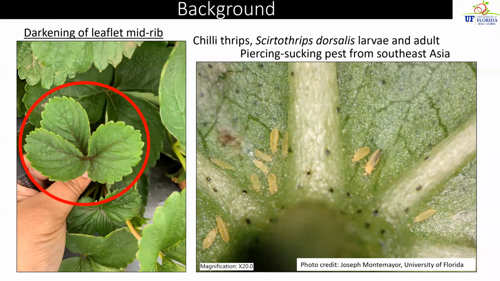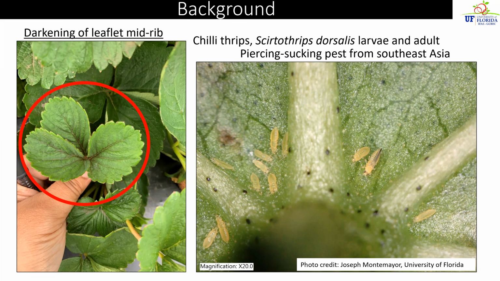In Florida, two species of thrips cause economic damage. They are chili thrips and western flower thrips. Chili thrips start infesting strawberries right after being transplanted. They feed on the young foliage, flowers, and fruits. Chili thrips is an invasive species from Southeast Asia.